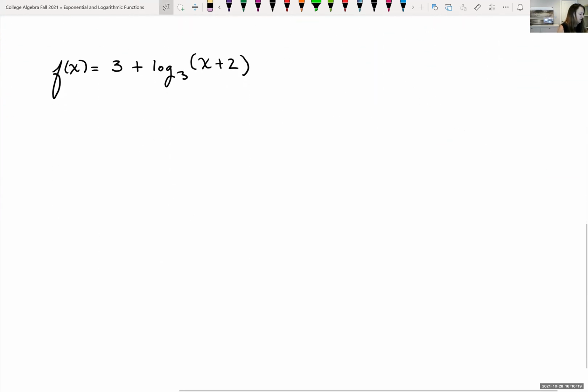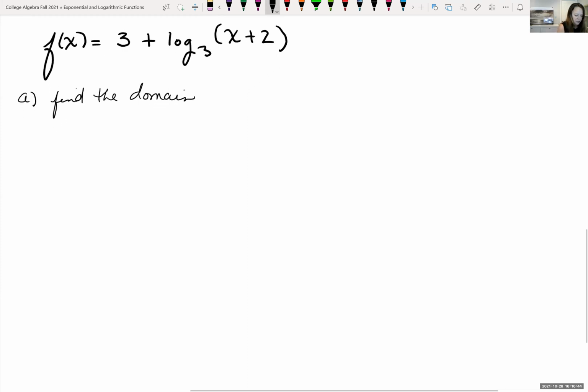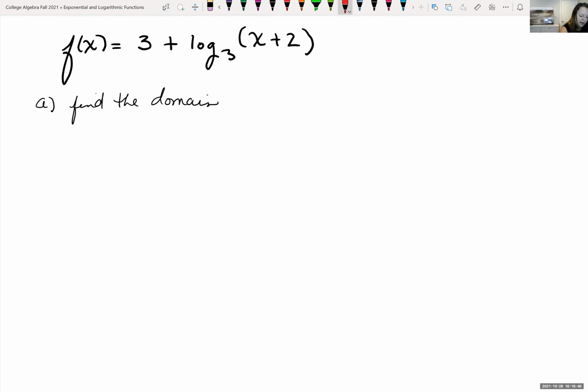So with this equation, it wants us to find our domain. Finding the domain, we look for our trouble spots. It doesn't have a radical, it doesn't have variables in the denominator, but we have a log. So that's another trouble spot. We can't have a log of a negative number, so we know that x plus 2 has to be greater than 0.